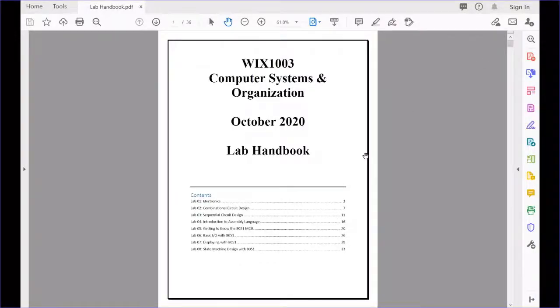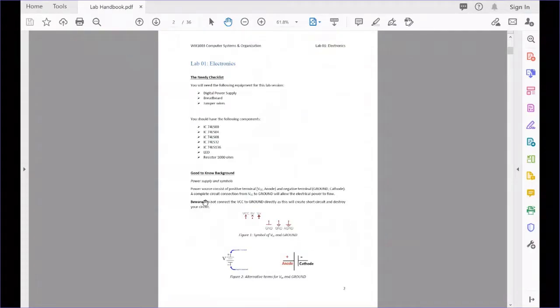Okay, dear students, welcome to the lab sessions. This will be your lab manual, and we have already uploaded it into the Spectrum. So in total we have 8 labs for the lab sessions, and let's start with the first lab.